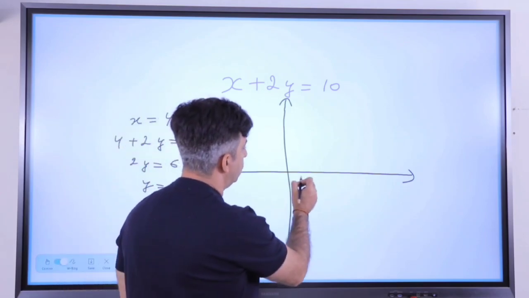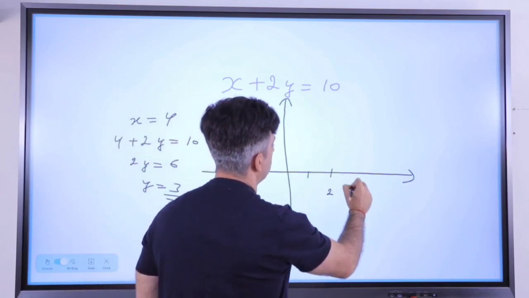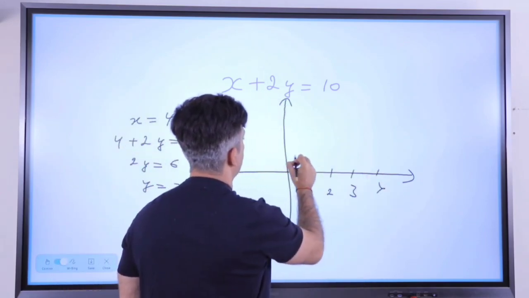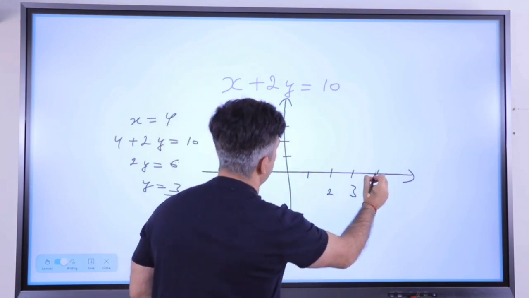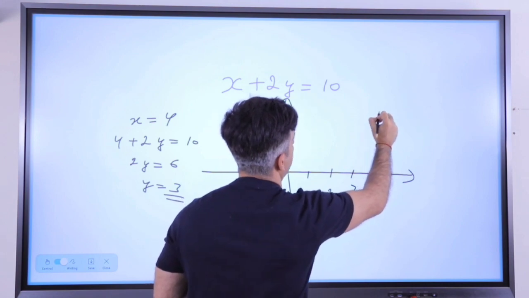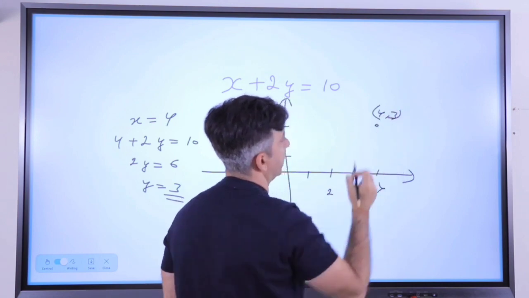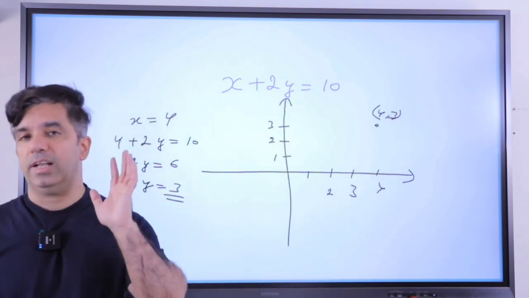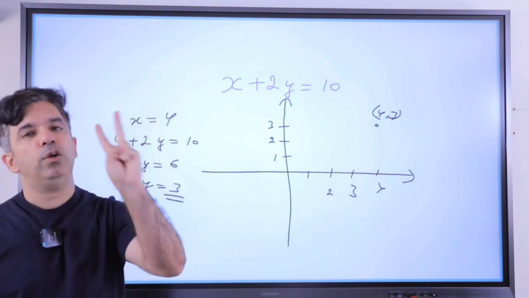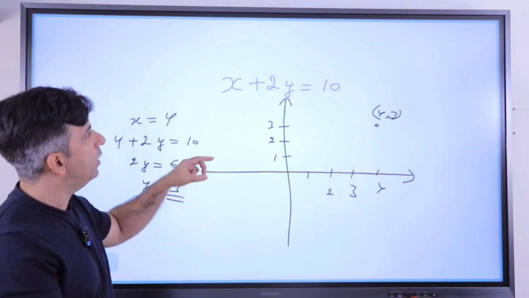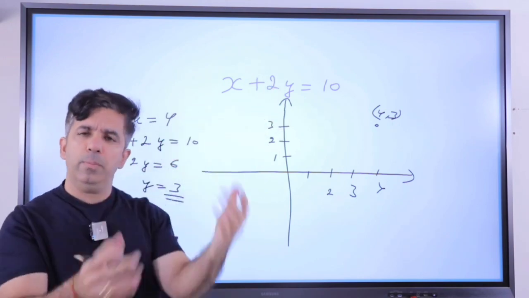So 4, 3 means what? 1, 2, 3, 4 and 1, 2, 3. I'll identify 4 and then 3. So this is the point 4, 3 on the coordinate axis. This is a point on this line. So I have obtained 1 point on this line. I need 2 points.